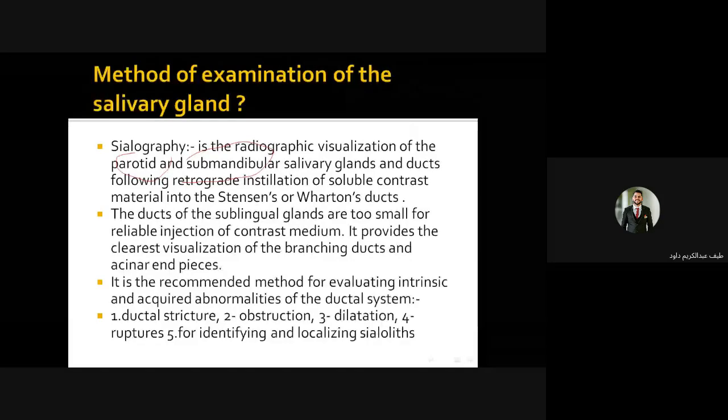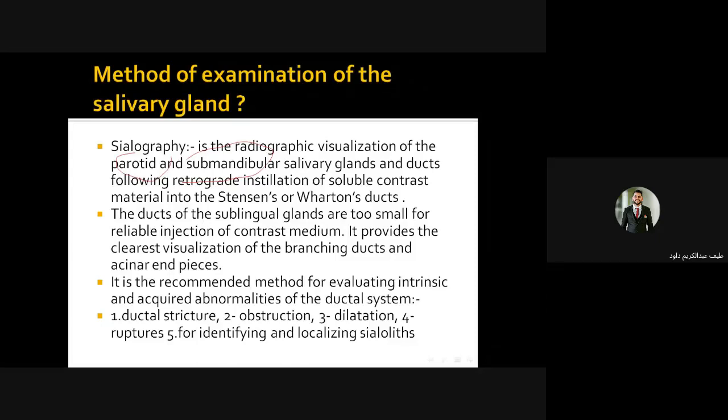طبعا بالنسبه للسبلينجوال جلاند it is very difficult because الداكت مالتها too small that it could not be easy to inject the contrast media. يعني صعوبة not be easy على ما تعطي contrast media للسبلينجوال salivary gland. And here we could demonstrate whether there is intrinsic or acquired abnormality. And we could demonstrate, متى يتم استخدام السيالوغرافي وماذا سوف نرى بالسيالوغرافي, if there is any structural abnormality of the salivary gland duct.